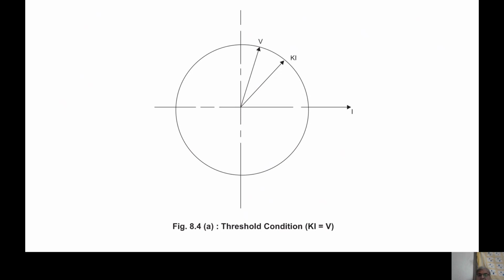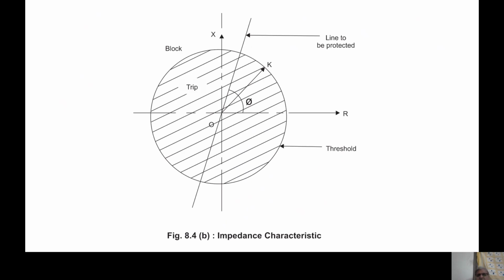So if I see further, this is the distance characteristic. The line to be protected, you can see, is at an angle of 75 or 80 degrees. As I told you, the line is highly reactive. K is the set impedance. Any point within the circle is the operate area, outside is the block area, and the circle is the threshold area.